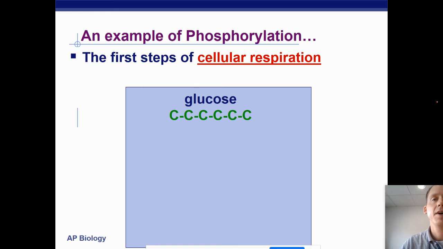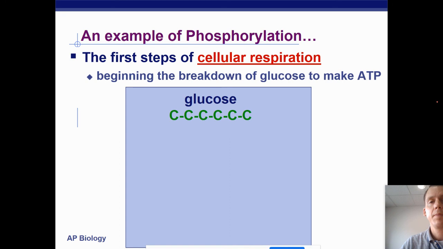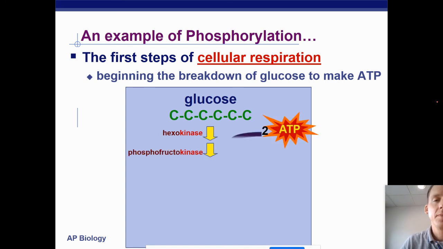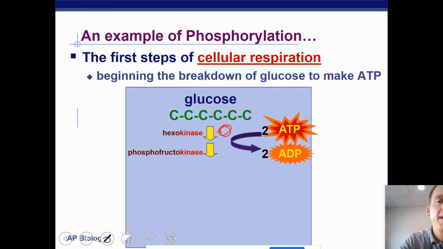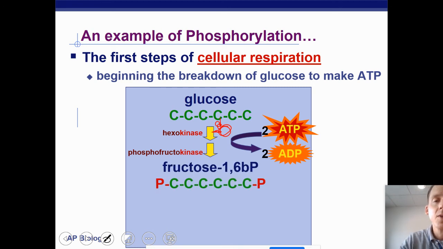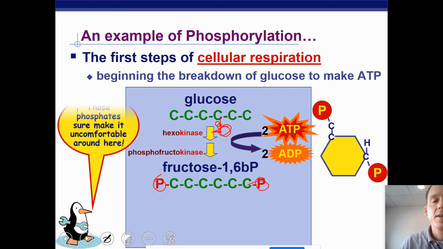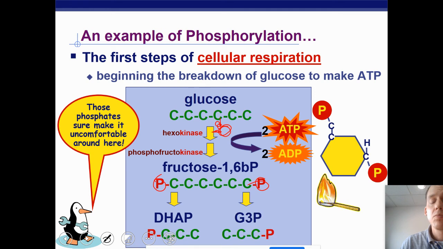Okay, so an example of phosphorylation is the very first step of cell respiration, which is when we begin the breakdown of glucose. Remember how we said that adding a phosphate was very unstable? Well, we can add a phosphate to the molecule of glucose here, and that is going to destabilize it. We actually added two. That's going to destabilize the glucose, and it's going to cause the glucose to break in half because it's unstable. That's actually the very first step of cell respiration.